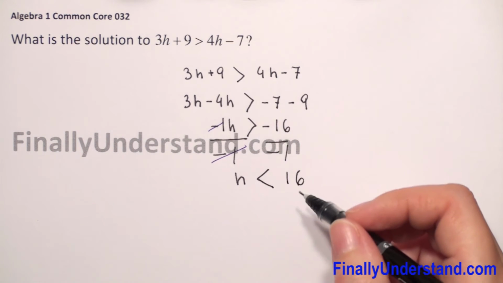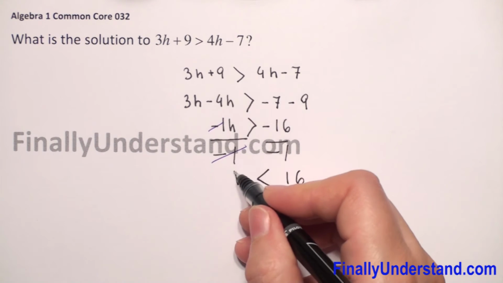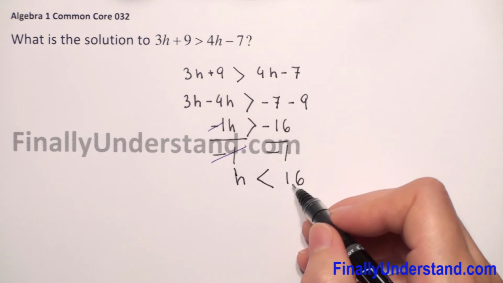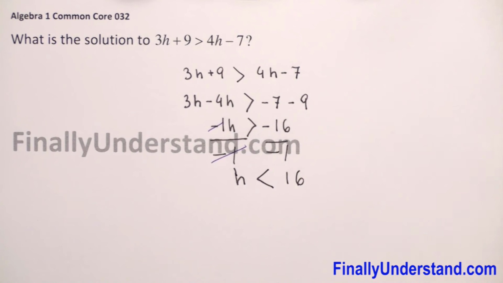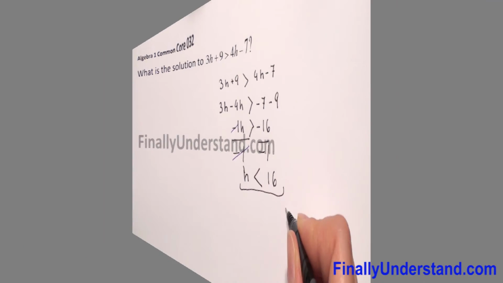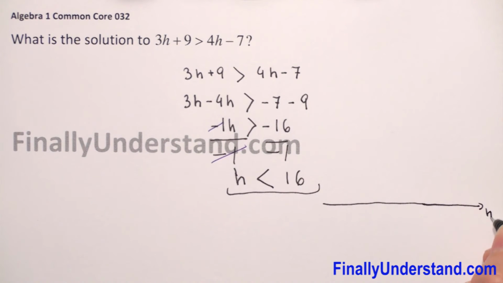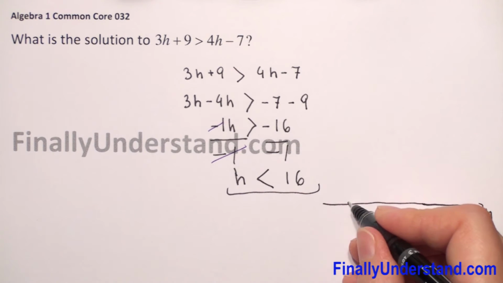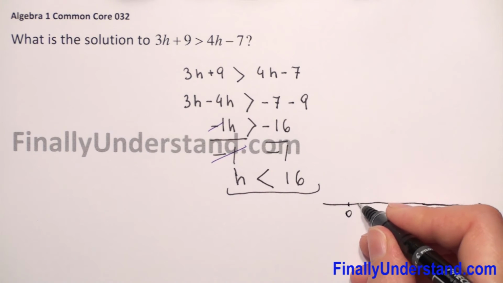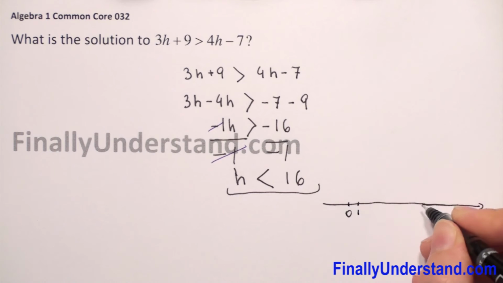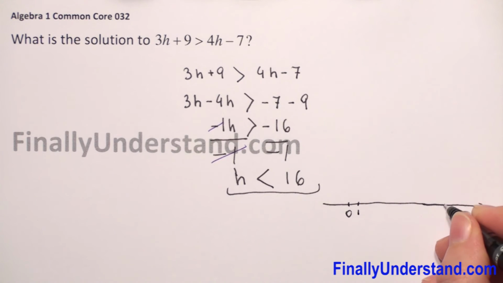16. So we solve our inequality. h is less than 16. This is my solution. You can draw a line h. We have to find the 0 and choose the units. So let's put that this is 1 and 16 will be to the right side.